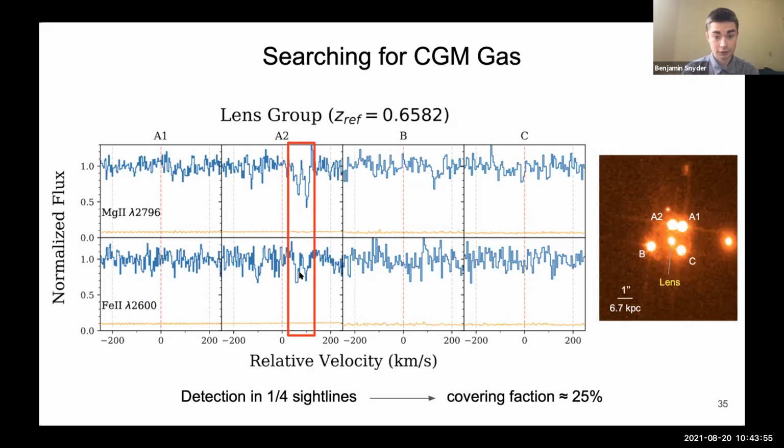And if we detect absorption in 1 out of 4 sight lines, we can use that to estimate the covering fraction, which is basically just the projected area of the CGM covered by the gas. This is a very rough estimate because we only have 4 sight lines to estimate this area, but this will be important later.